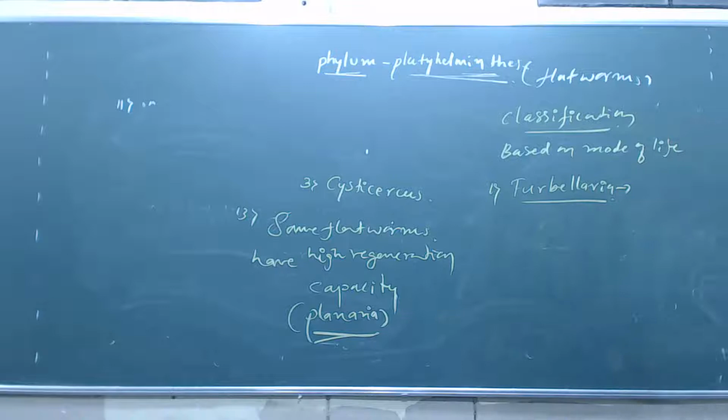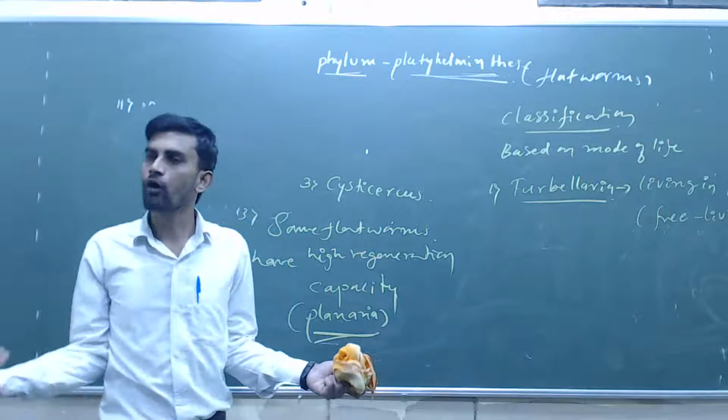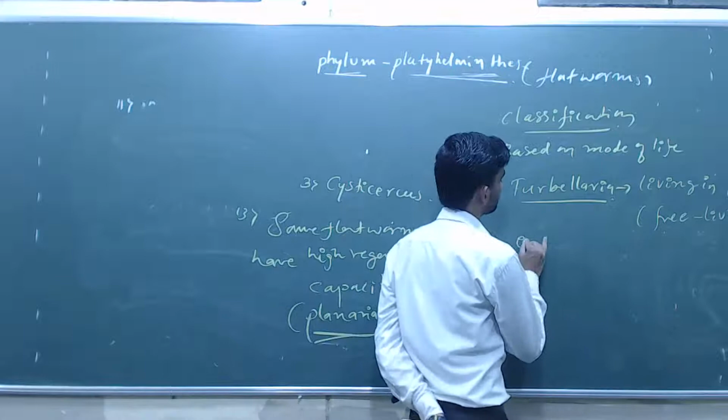So these flatworms are living in fresh water usually. We'll also write it as free living. Are you getting my point? So in the first character only I wrote free living. Free living in the sense either terrestrial or marine or freshwater. So usually planaria belong to freshwater. One best example for these animals is planaria.